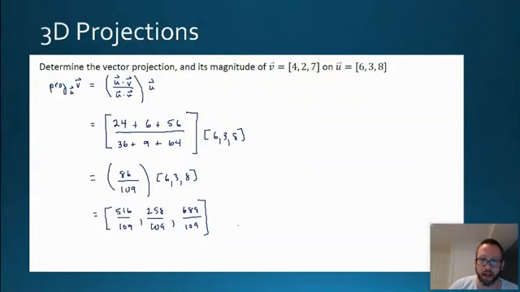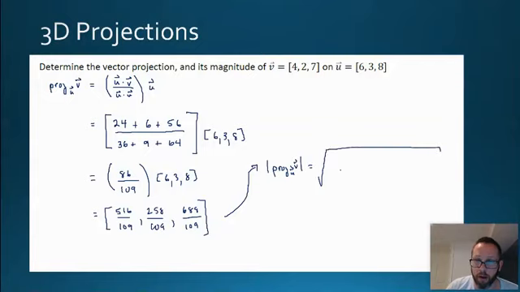That's the exact answer. I have asked for its magnitude. So for its magnitude, the magnitude of this projection onto U of V would be the square root of those things squared, added together, 3D Pythagorean theorem. So 516 over 109 squared, plus 258 over 109 squared, plus 688 over 109 squared. Why couldn't I have chosen smaller numbers?